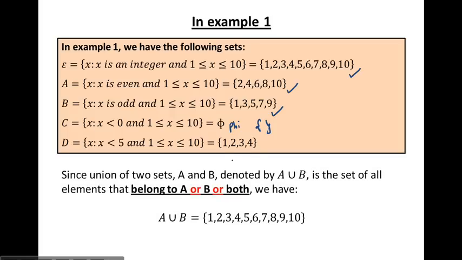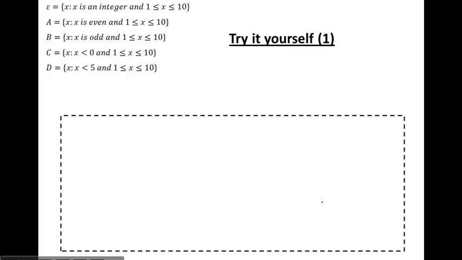Since the union of two sets A and B, denoted by A union B, is the set of all elements that belong to A or B or both, if we were to write out all the elements for A union B, this is what we have if we consolidate all the elements found in A and B. So in short, when it comes to union, you are going to consolidate all the elements that you can find in both sets. Let's look at this first example. If I ask you, list the elements for A union D, what is your answer?